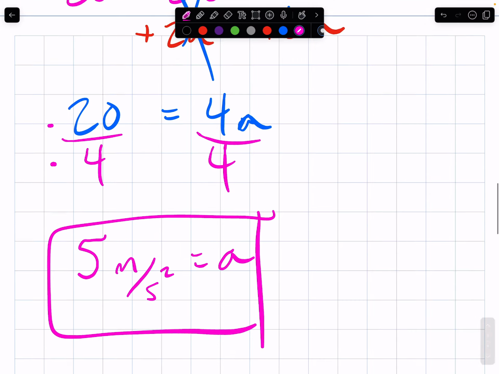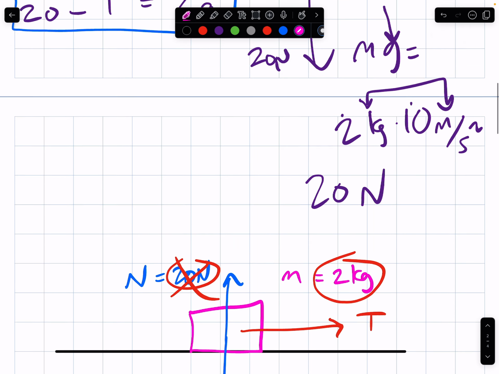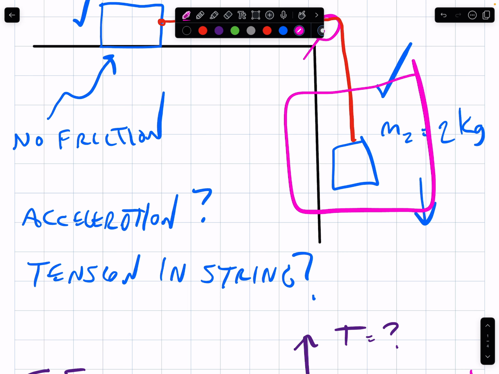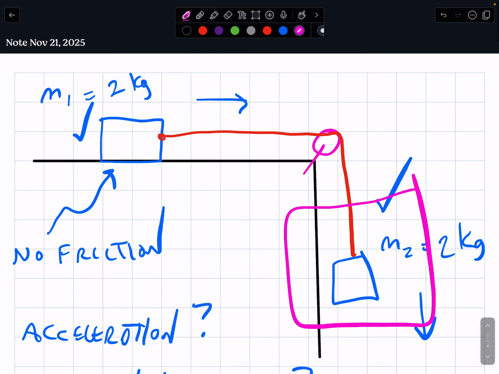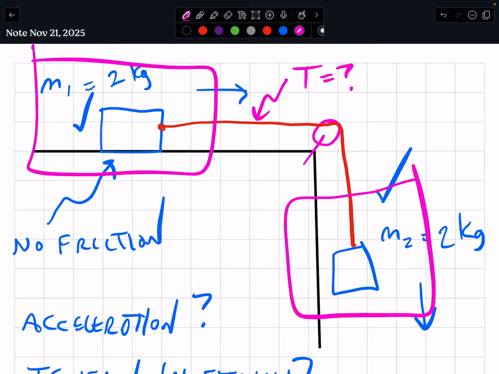It's less than if you just dropped it. If there was just a mass free falling, its acceleration would be about 10 meters per second squared. And now the next part, I want to figure out what is the tension in this string here. So to do that, I'm going to draw a free body diagram once more of this mass that's on the level table. So it's 2 kilograms and there's tension acting on it.